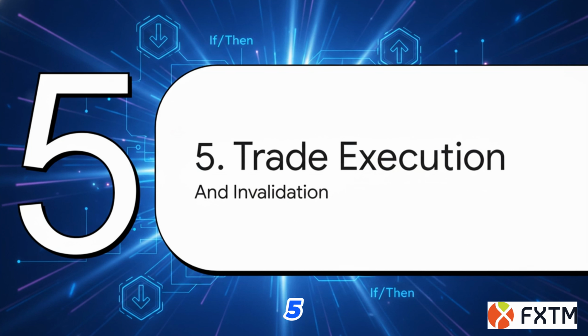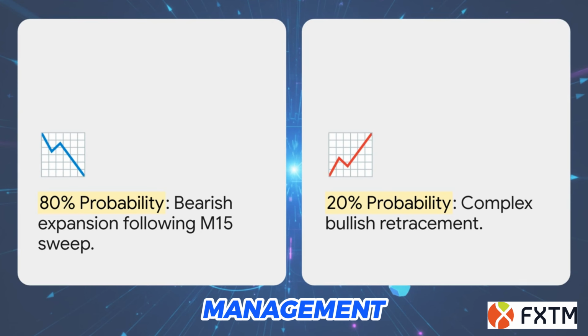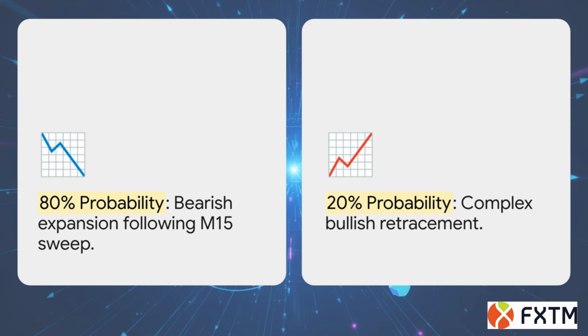Section 5. Trade execution and invalidation. Transitioning to our management rules, remember, we operate entirely on probabilities here. Based on current order flow, there's an 80% probability of a bearish expansion following an M15 liquidity sweep. There's only a 20% probability of a complex, bullish retracement that deeply fills the H4 FVG. But keep in mind, executing at that premium entry zone relies entirely on seeing that M15 bearish confirmation trigger print first. No trigger, no trade.